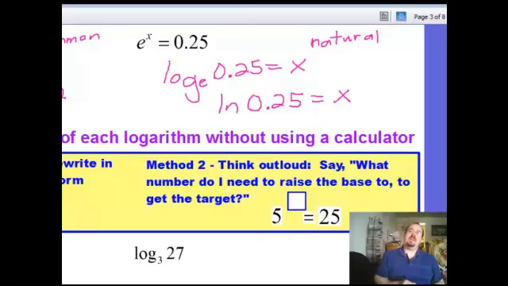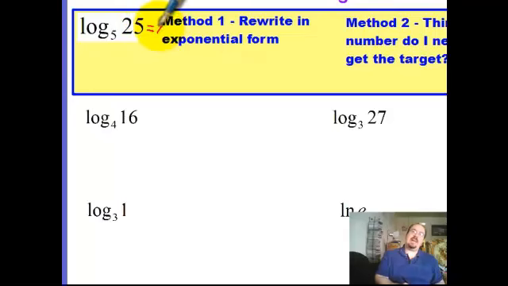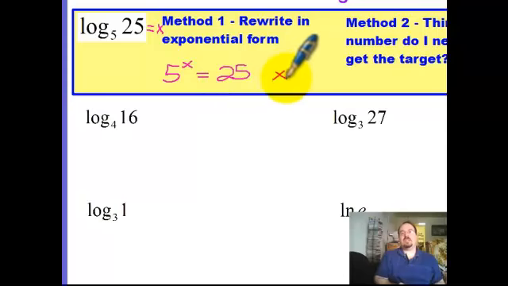But if I wanted to find, let's say, log base 5 of 25, I can't use my calculator because my calculator doesn't do base 5. One thing I could do is set this equal to x, where x is what I'm trying to find, and rewrite it in exponential form. So 5 is the base, x is my exponent, and 25 is the target, and then you can just tell by looking that x must be 2.